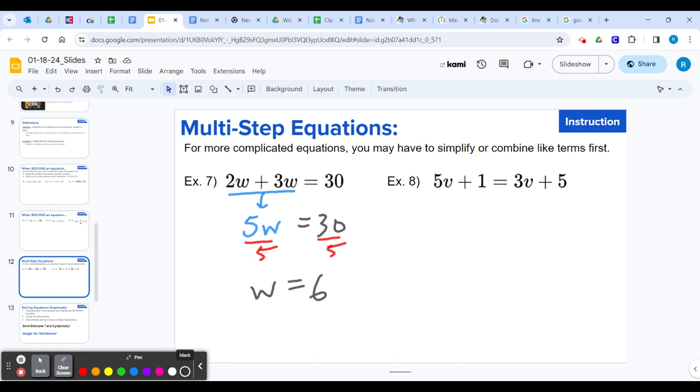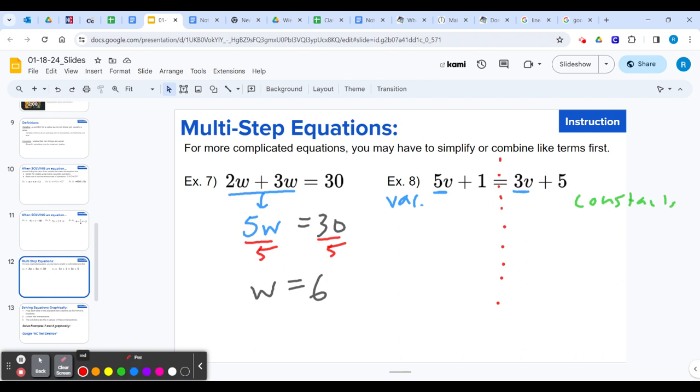This can also show up where we have a split in our equation and the terms are on opposite sides. Notice how I have a 5v on the left, I have a 3v on the right. So a good trick is to think, all right, I'm going to get all of my variables over on the left side. I'm going to get all of my constants over on the right side. And then I can start working at dividing things out.